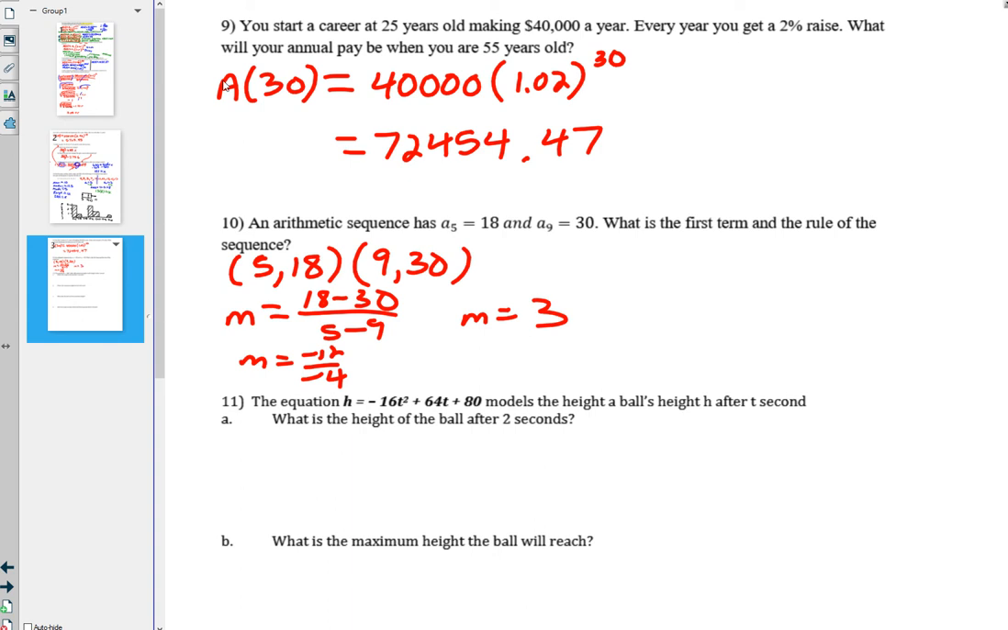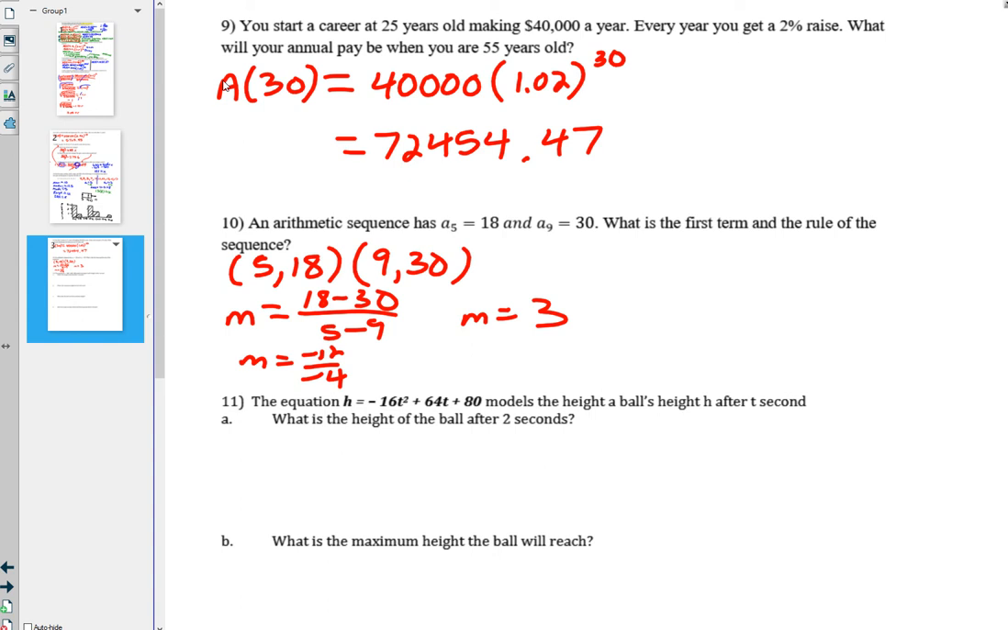Now they want the rule, which is the equation and the first term. Okay, we got the common difference, which helps. You could find the first term recursively, I guess, if you wanted to. Maybe that might be easier for some of you. So if you know the fifth term is 18, then the fourth term would be 15, the third term would be 12, the second term would be 9, the first term is going to be 6.